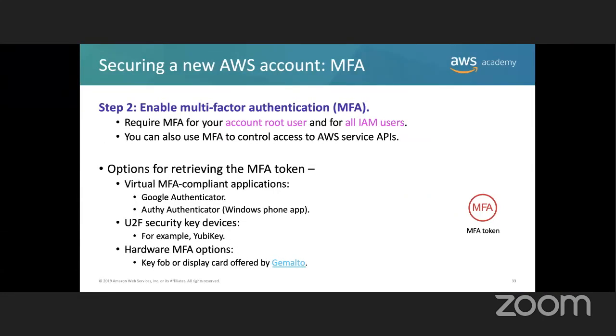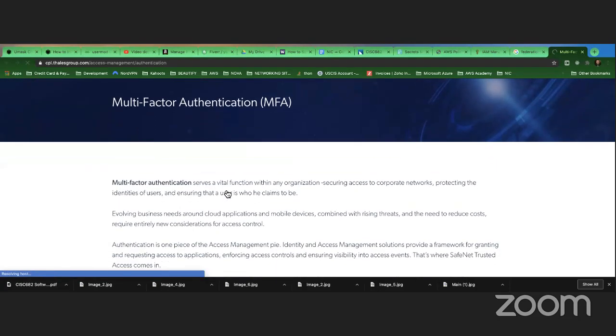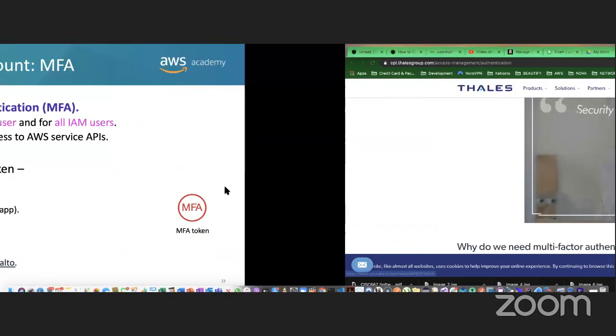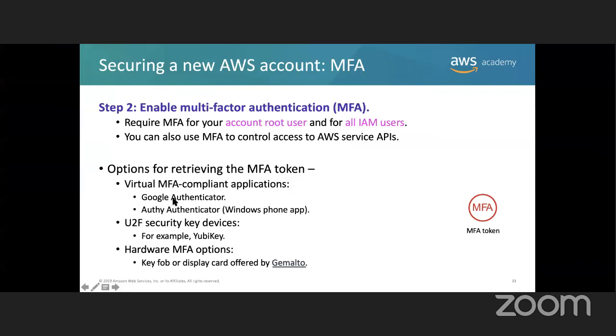Options for retrieving the MFA token: a virtual MFA compliant application, Google Authenticator, Authy Authenticator, Windows Phone app. You can use that one too. U2F security devices, for example YubiKey, and hardware MFA options like key fob or display card offered by Gemalto. Gemalto is right here under multi-factor authentication, and you can explore this later when you have some time. My favorite is Google Authenticator. It's a seamless experience.